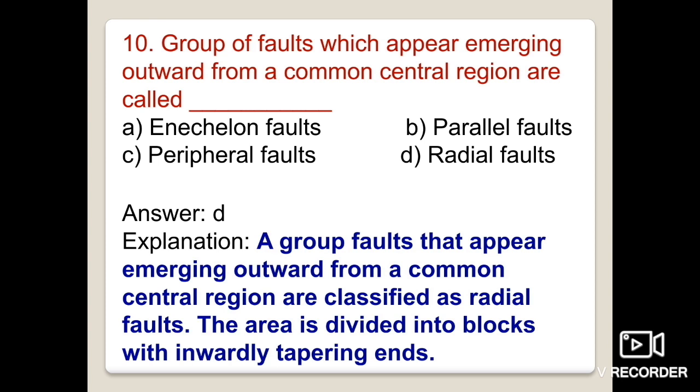And how are they formed? A number of faults exhibiting a radial pattern on the ground surface are known as radial faults. They emerge outward from a common central region, and the area is divided into blocks with inwardly tapering ends. So the ends of those blocks taper inwards. So option D, that is the radial fault, is the correct answer.